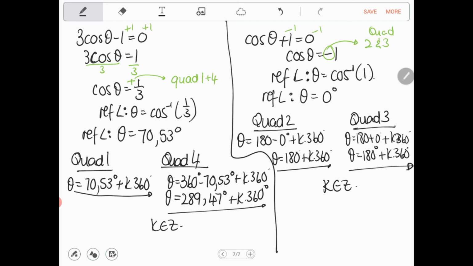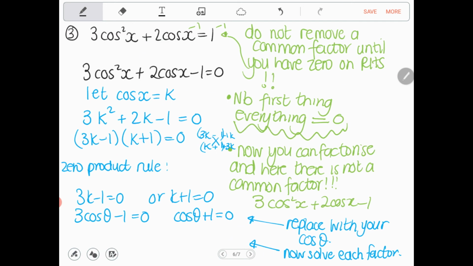All right, so it's up to you how you want to do it. If you can see your factorization without using a k, that's fine. But if you can't, replace your trig ratio with a k, factorize it, and then put your trig ratio back and keep going.